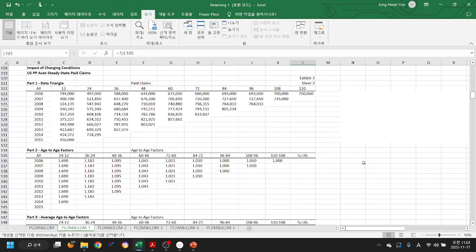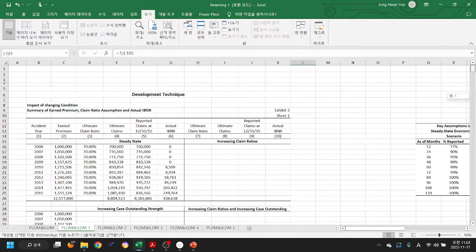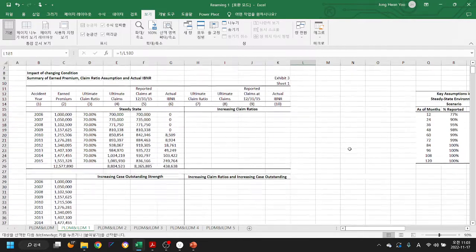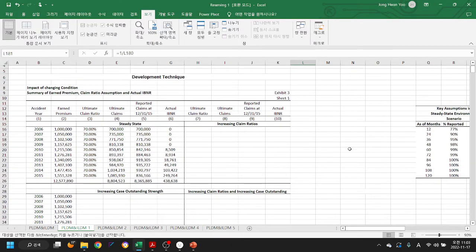And the way I create this paid loss triangle and reported loss triangle is another key point that you can understand for stochastic reserving, especially for bootstrapping sampling, which is very popular and one of the easiest models that we can apply to estimate the future claim outgo distribution.